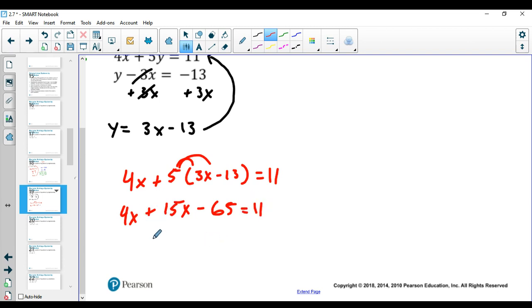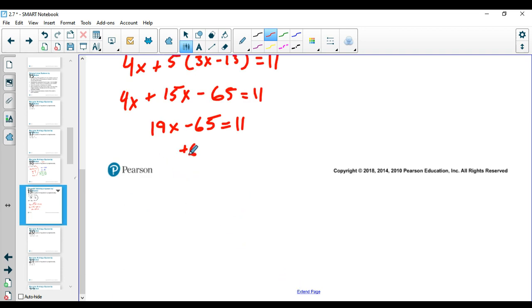4x plus 15x is 19x. And then suppose we could write minus 65. Then add 65 to both sides, and we get 19x equals 76. And 76 divided by 19, something nice? I bet it is. Yep. So then divide both sides by 19. I get x equals 4.